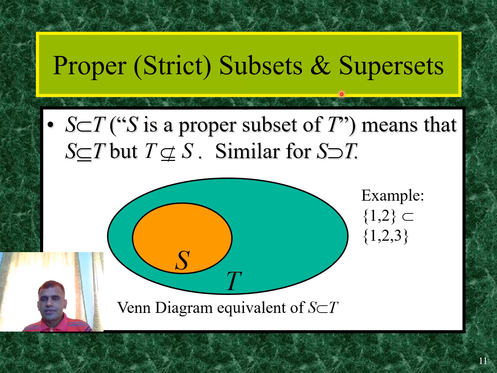Now proper subsets and supersets. This sign is used for proper subset, and this is not a proper subset. In this one we include the null set and the set itself. In this one, the null set and the set itself are not included. So S is a proper subset of T means that S is a subset of T, but T is not a subset of S. That is, S is not equal to T. Similar for S contains T also. We can see one example by Venn diagram. The set containing 1, 2 is a subset of the set containing 1, 2, 3, because all the elements of this set are in this one, and this one has one more element, 3, in it.